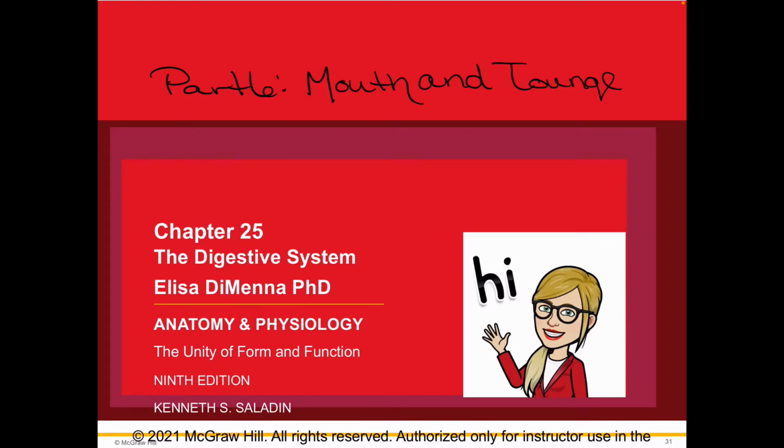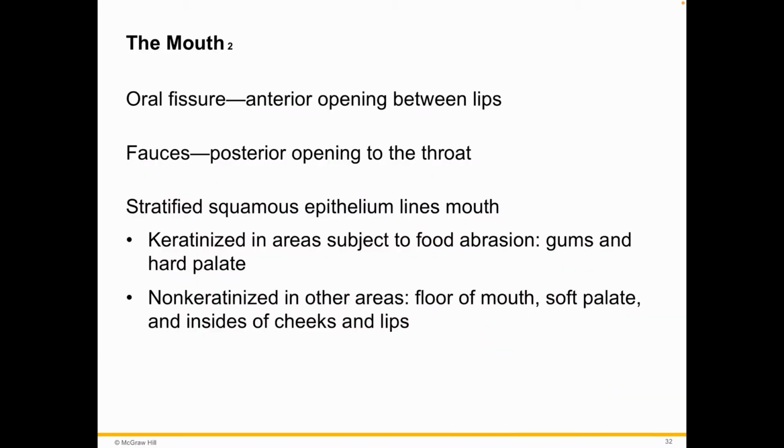So we started on the mouth a little bit, and now we're going to continue on with the rest of the mouth, and we're going to start talking about the tongue. So the mouth has some components we're going to talk about. The oral fissure is the fissure or the opening between the lips. The fauces is the posterior opening to the throat.